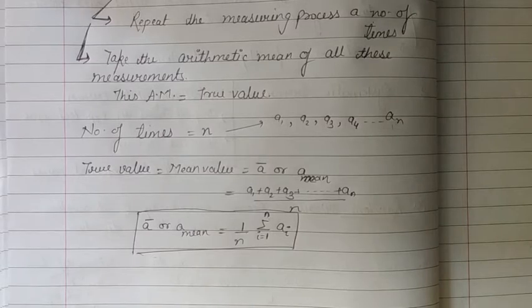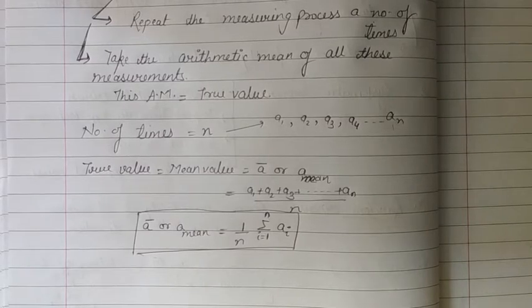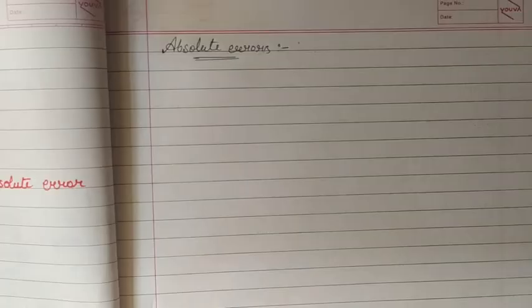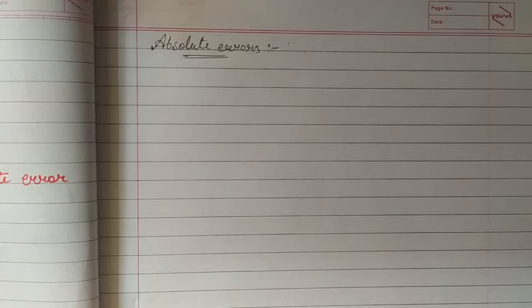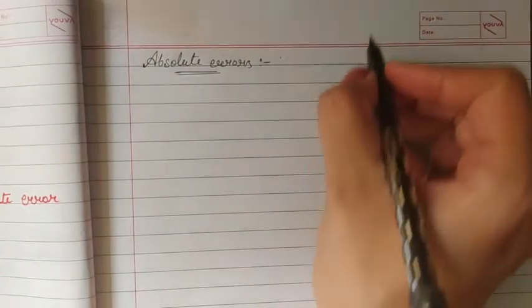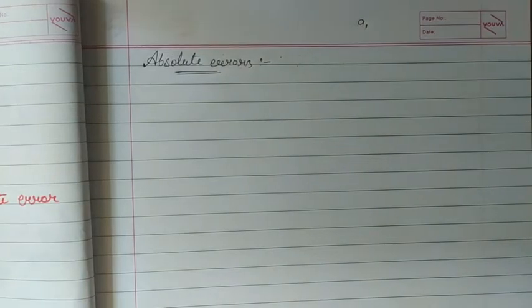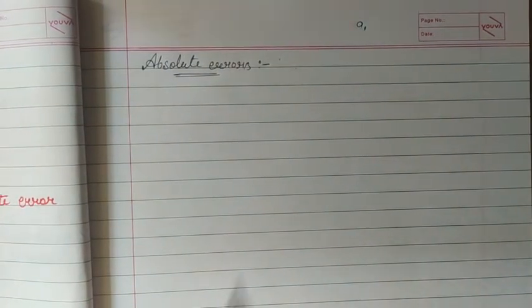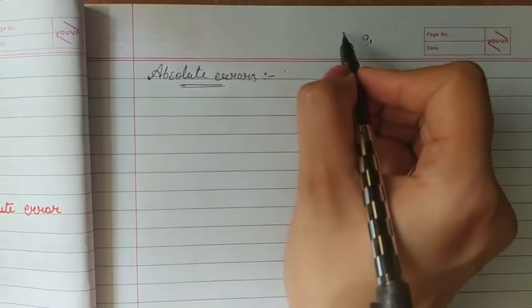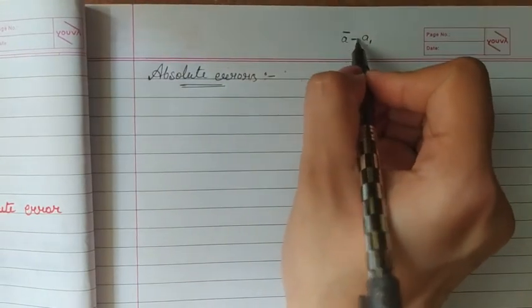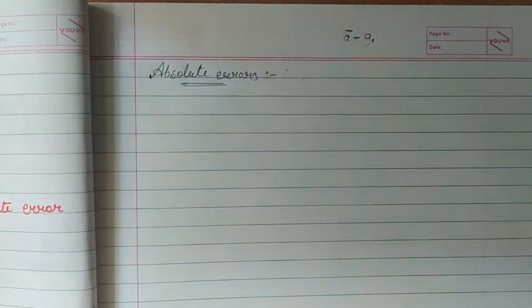Now we have to talk about the errors. So let's talk about absolute error first. To find the true value we take n number of measurements and then we take their mean to find the true value. That is okay, but absolute error is the magnitude of difference between the true value and the individual measured value. Suppose the first reading I get is a1, so absolute error corresponding to this first reading will be the difference between true value, that is a mean, and this individual value. This is the absolute error.